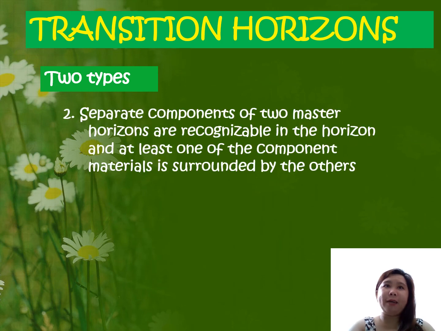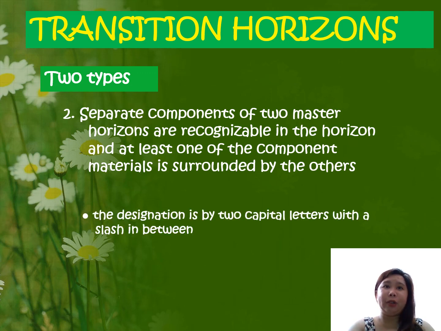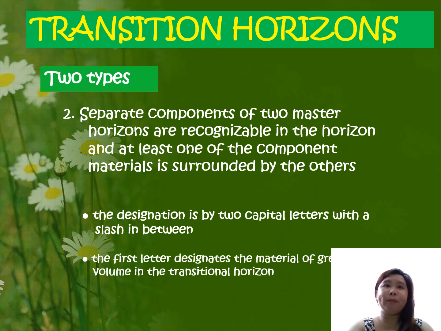Now for the second type, it includes separate components of two master horizons that are recognizable in the horizon, and at least one of the component materials is surrounded by the others. The designation is by two capital letters with a slash in between. For example, the first letter designates the material of greater volume in the transitional horizons, such as the following. We have A/B, B/A, E/B, or B/E.